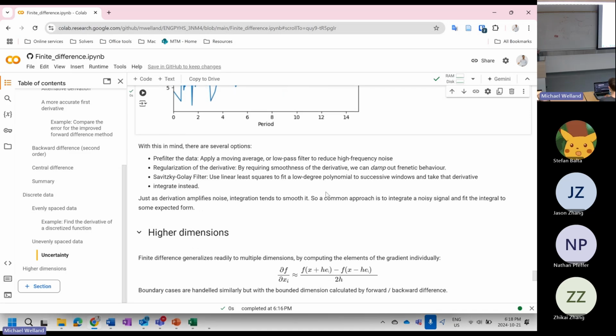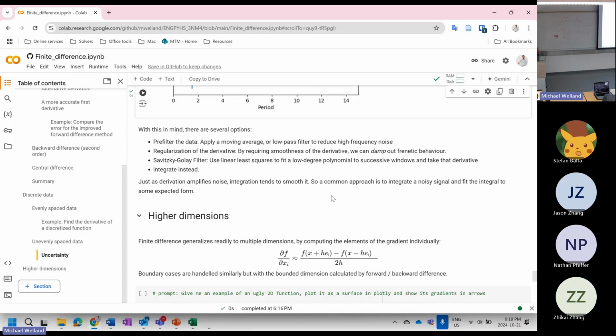Or the last option is to integrate instead. The idea with this is that the derivative amplified that error. Integration works the exact opposite. You end up essentially summing over the pluses and the minuses, and they cancel out, and your integration is a lot better. That's next week. Actually, it might be tomorrow. It might be Wednesday at this rate.